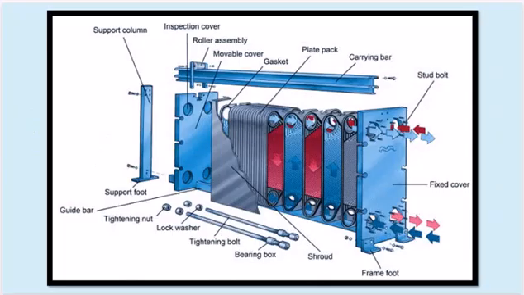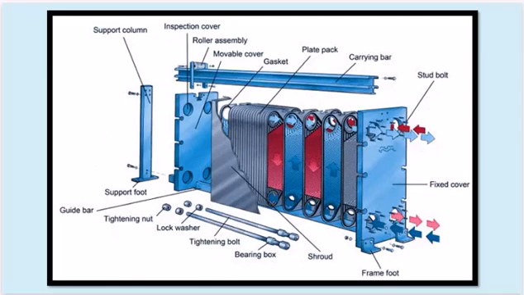Let's take a closer look at how a plate heat exchanger works and understand its key components. Now let's break down the key components that make it all work. Support columns and feet provide structural stability to the entire heat exchanger. An inspection cover allows for easy access to clean and maintain the system. A roller assembly enables the heat exchanger to open and close for maintenance and cleaning.